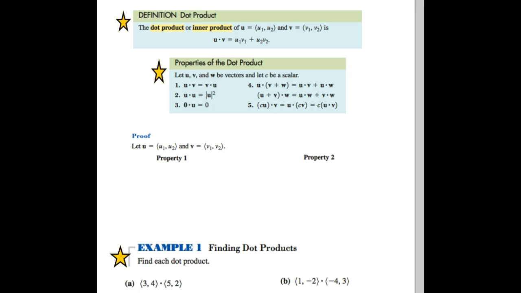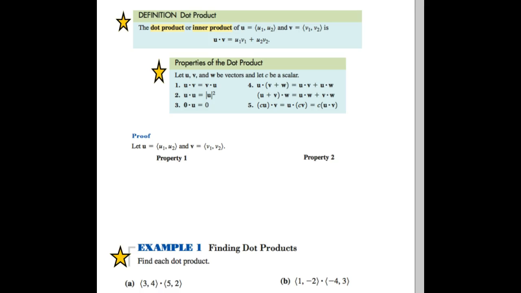Properties of the dot product. The first one says that the dot product is commutative. It doesn't matter if you do the dot product of u and v or v and u, you're going to get the same answer. Okay? Second one says if you take the dot product of a vector with itself, you get the square of the magnitude. Think about that. If you take the dot product of a vector with itself, you get the magnitude or length of that vector squared. Okay? Third one says if you do a dot product between the 0 vector and any other vector, you're going to get 0.